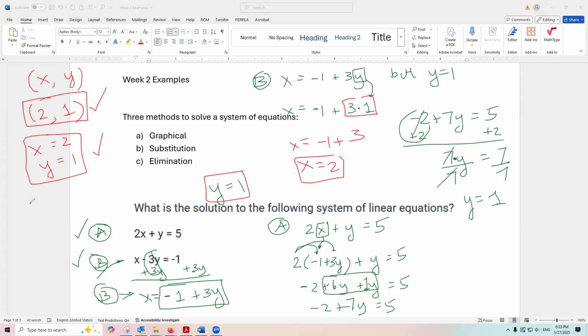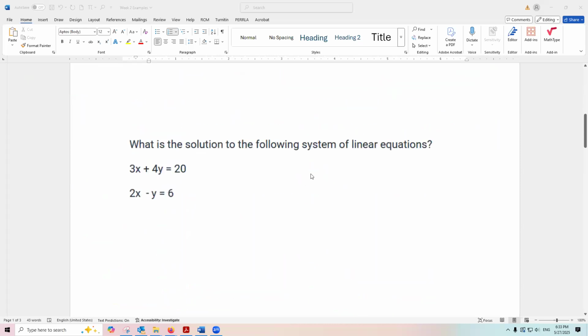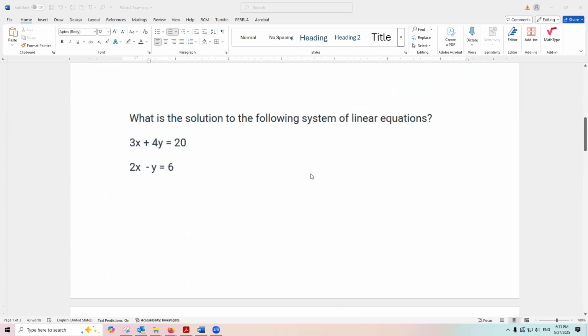What about the elimination method? How does that work? Let me go to another example here. What we're going to try to do for elimination is add the two equations vertically.